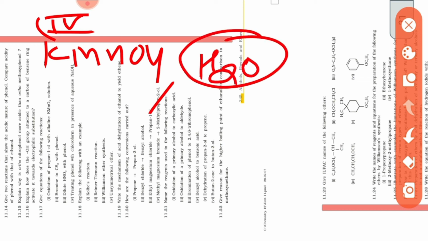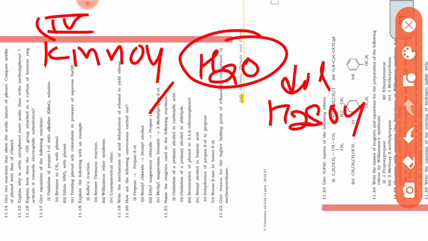It's a number 4 part, no? Yes. It is with the KMnO4. KMnO4 with what? KMnO4 with the dilute H2SO4, followed by, first of all, KMnO4 you will use, then you will use a hydrolysis in the presence of dilute H2SO4.